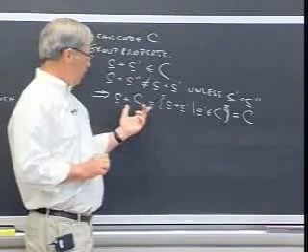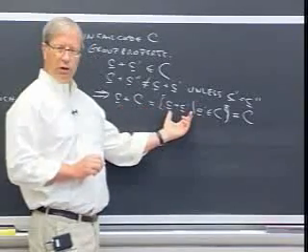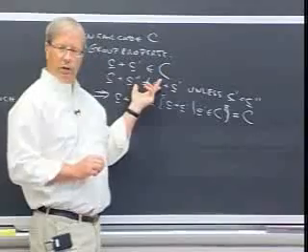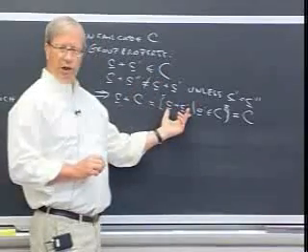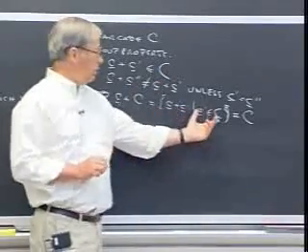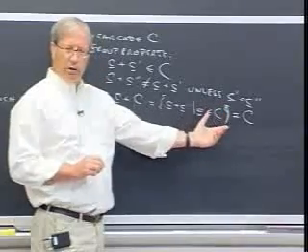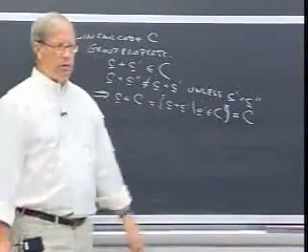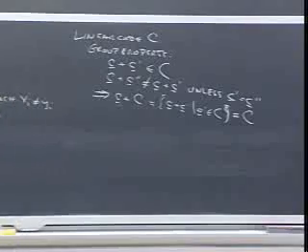Did you all hear that? By the group property, each one of these things is in the code. By this argument, no two of them are the same. That means I get 2 to the k distinct elements all in the code, that's got to be the code, because the code only has 2 to the k elements.